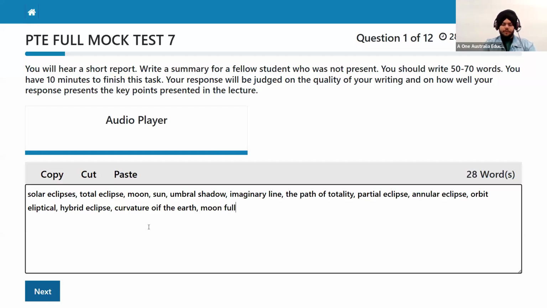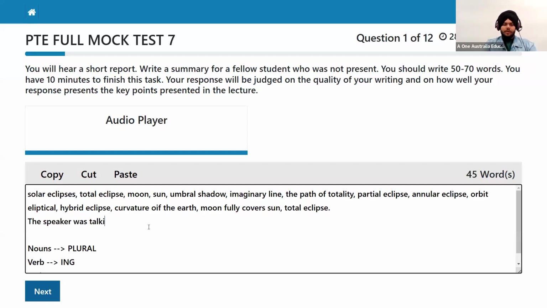So moon fully covers sun, that is total eclipse. Now, 2 things that I'll follow here is the nouns that I have written. If I can, I'll write them as plural. The verbs that I have written, if I can, I'll write them in the ing format. And guys, with a verb, it is much better if you put a noun so that it relates to the topic.